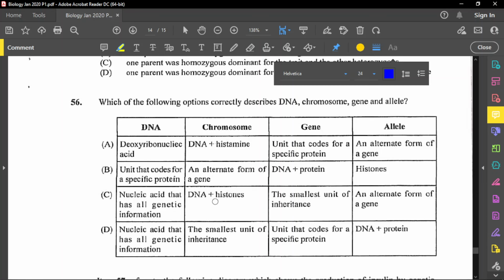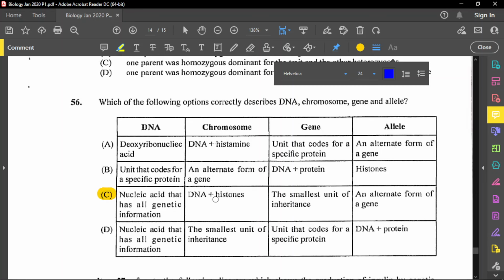All right, let's go to the next option now, which is the gene part. It's a unit that codes a protein. No, that's a DNA thing. DNA plus protein, no, that's not true at all. The smallest unit of inheritance is the gene. And alleles are alternative forms of genes, which are different forms of genes. So we have uppercase, lowercase, which is dominant and recessive. So C is the correct answer.